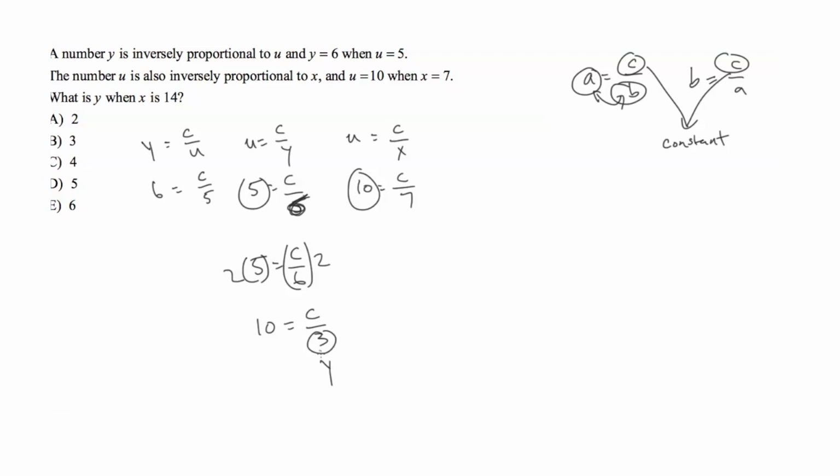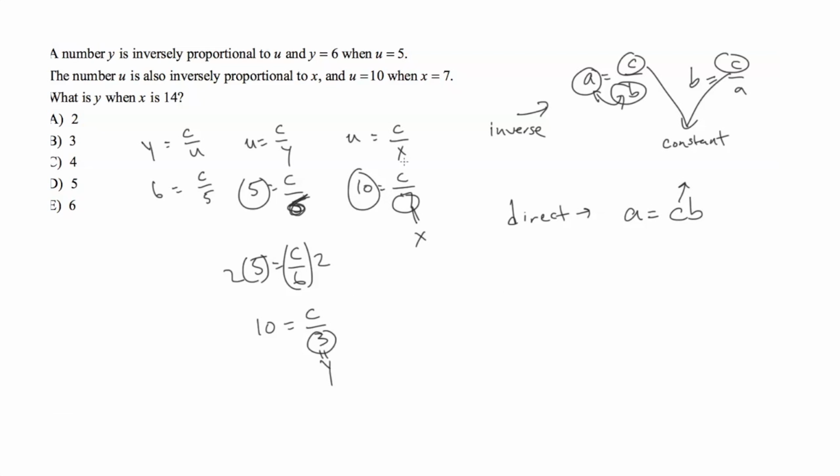3 being the y value, and on this side, x being 7. Now if both y and x have an inverse relationship with u, x and y must be directly proportional to one another. So this was the inverse. For the direct, we have a is equal to c times b, where again a and b are the things that are being varied, and c is our constant.